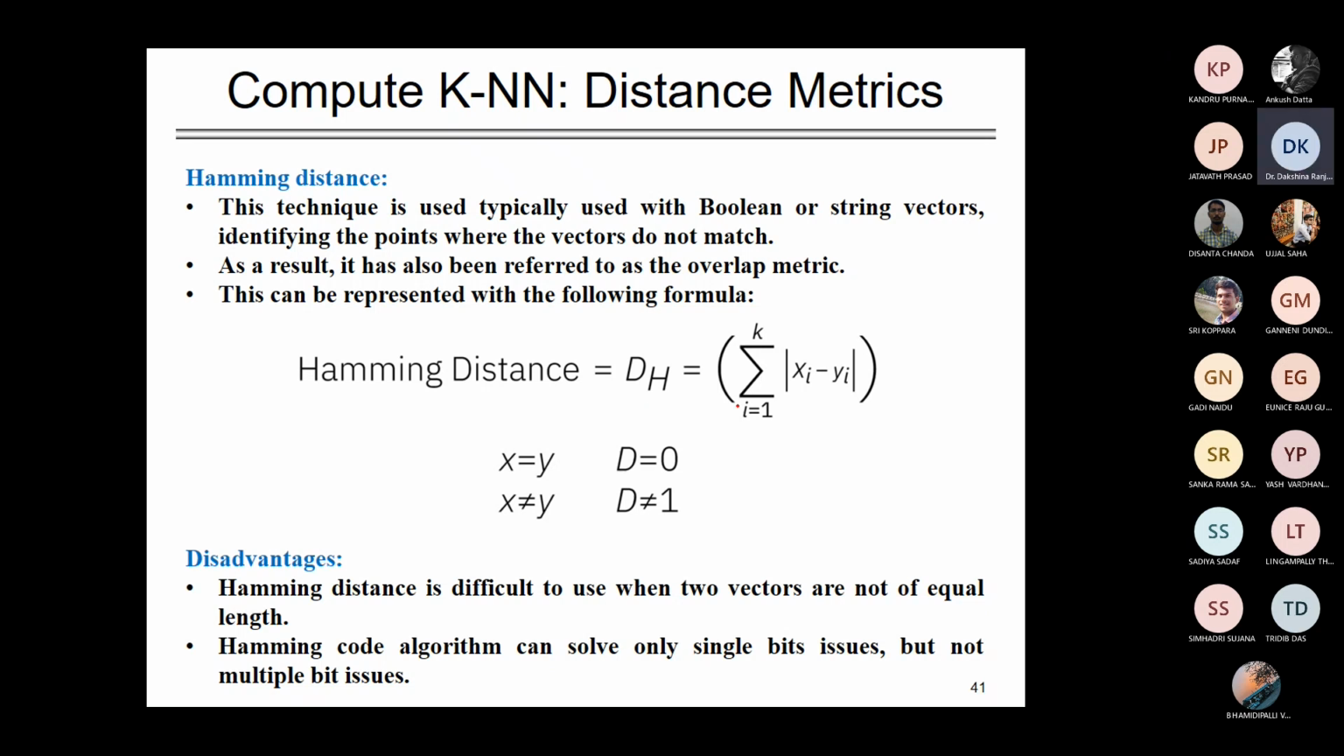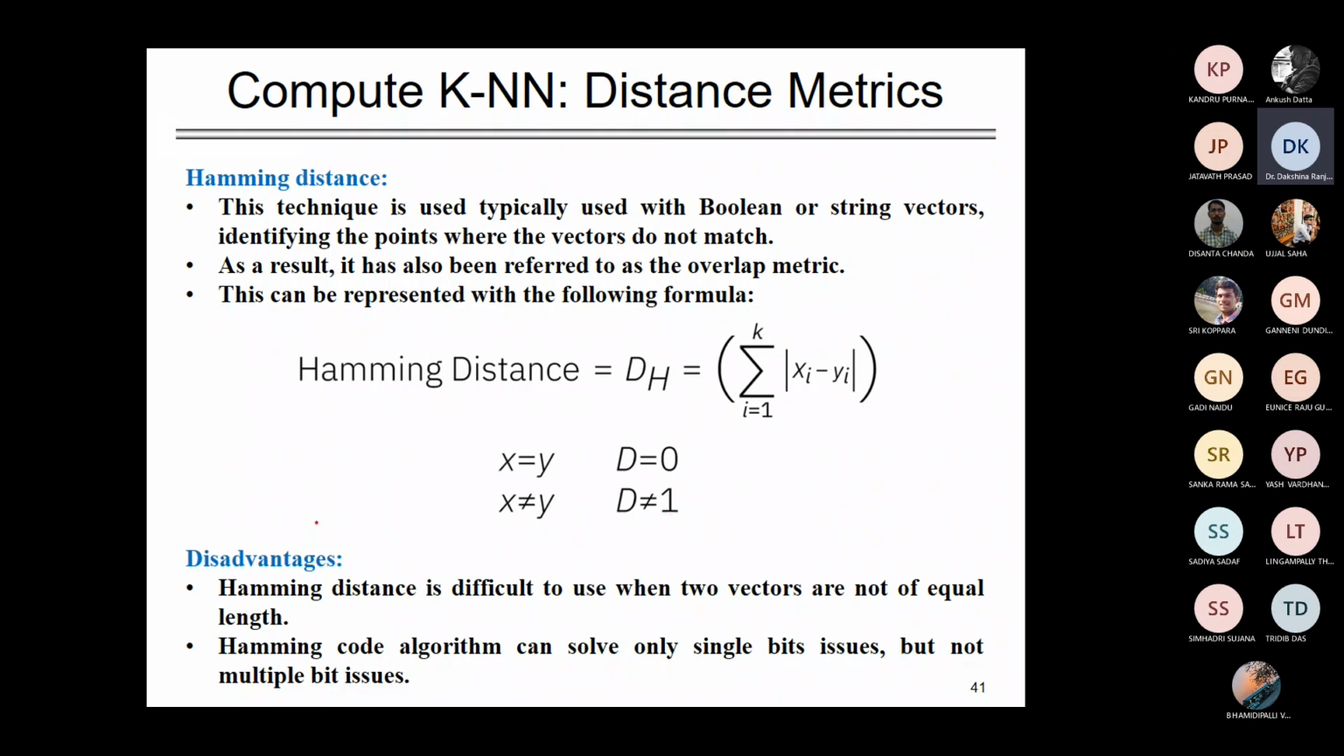Here we can get the summation over the absolute difference between xi and yi. Okay, so here when x equals y, we get d equals 0. That means x equals to y, we will get d equals 0. When x not equals to y, we will get d equals 1.